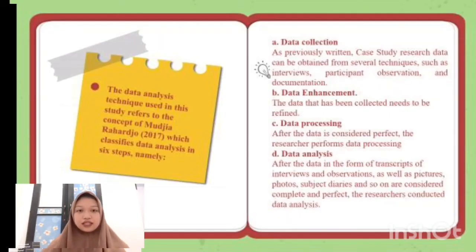The data analysis technique used in this study refers to the concept of Mujia Raharjo, 2017, which classifies data analysis in 4 steps. The first is data collection. As previously written, case study research data can be obtained from several techniques, such as interview, participant observation, and documentation. The researcher himself is the key instrument, so he alone can measure the accuracy and adequacy of the data and when the data collection should end. He himself also determines the right informants to be interviewed, when and where the interviews are conducted.